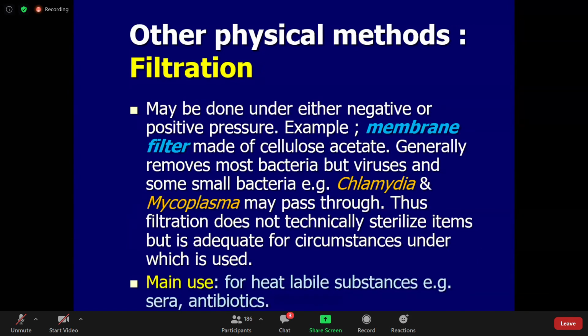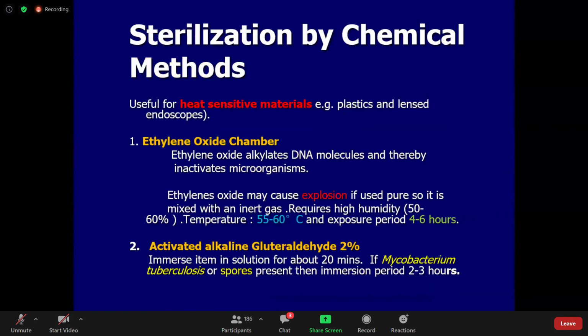And then the filtration, as I said, you get rid of most microorganisms, but sometimes small bacteria like mycoplasma, chlamydia, and some viruses can pass through. However, our intention is to remove most of the vegetative bacteria and probably sporing bacteria. Filtration can fulfill the criteria to get sterile material. Now, by chemical methods, as I said, either ethylene oxide or glutaraldehyde at 20%.